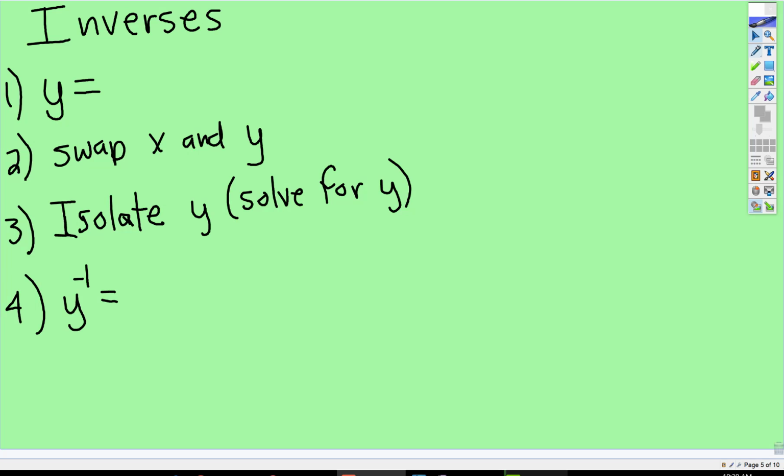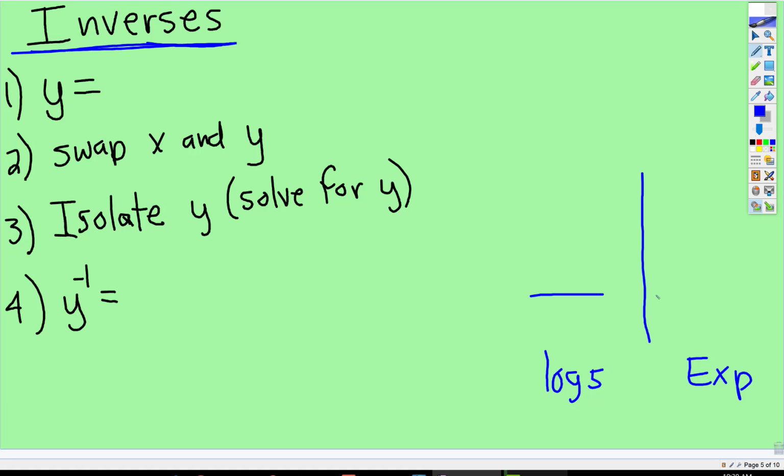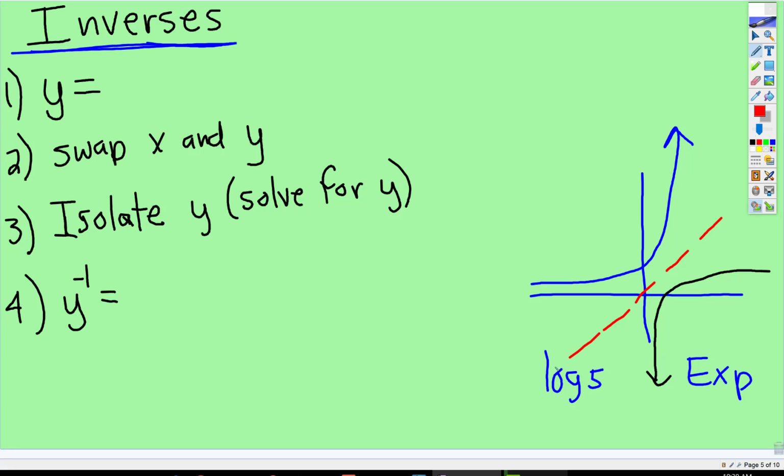Okay, now we're going to talk about finding inverses. Remember what I said about logs and exponentials? They are inverses of each other. In fact, if you look at the graph, exponential goes this way, logs go this way, and if you look at the 45-degree angle, if you can fold the graphs on top of each other across this diagonal line, you know that they're inverses.